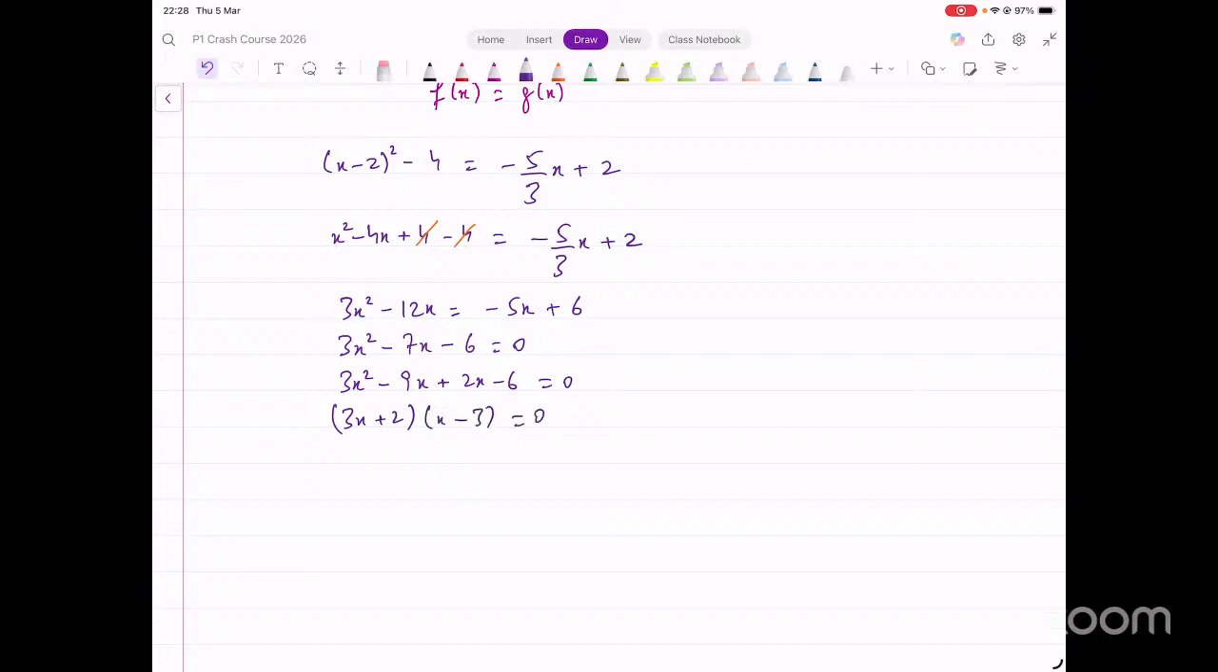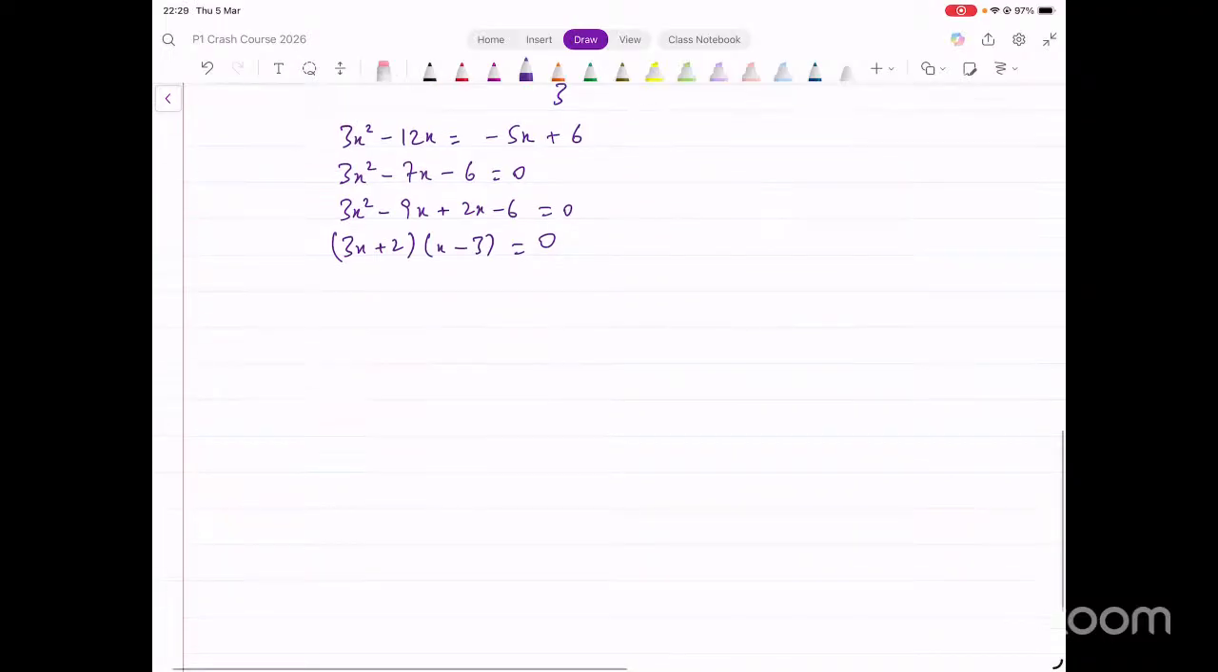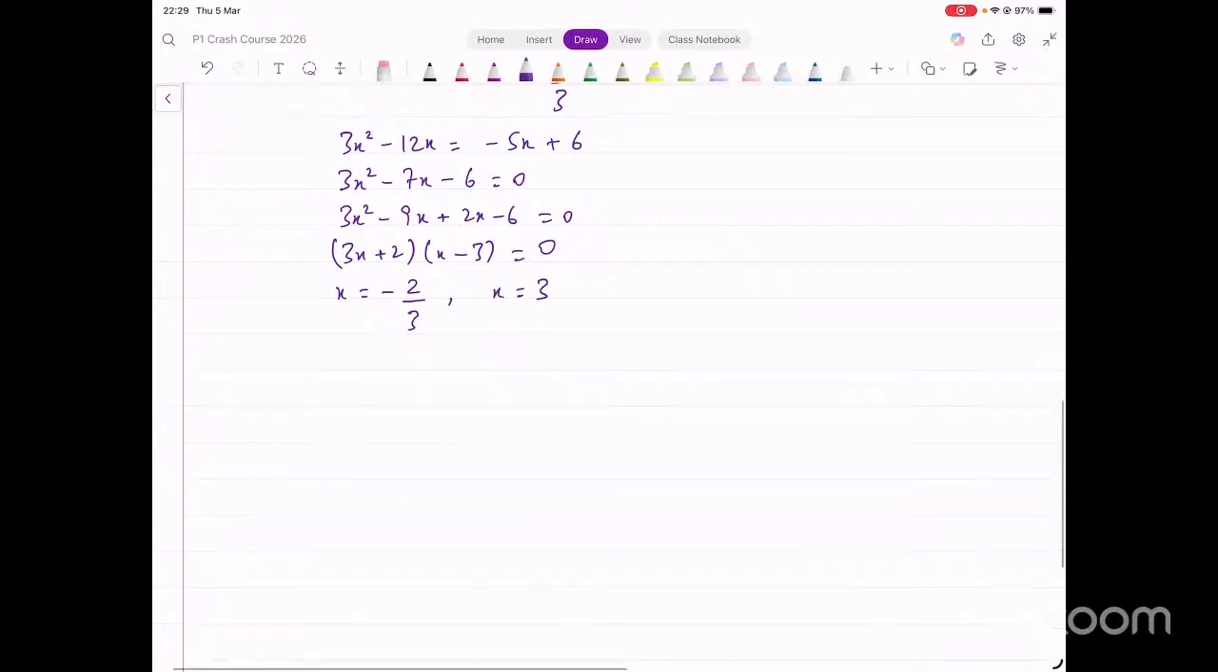It's necessary to show this working. You cannot write down the answers directly. You either show the factorization process or input values in the quadratic formula. One of these two things is necessary, otherwise you don't get marks. Okay. Now you get two values of x from this. x equals minus 2 over 3 and x equals 3. That's your final answer.